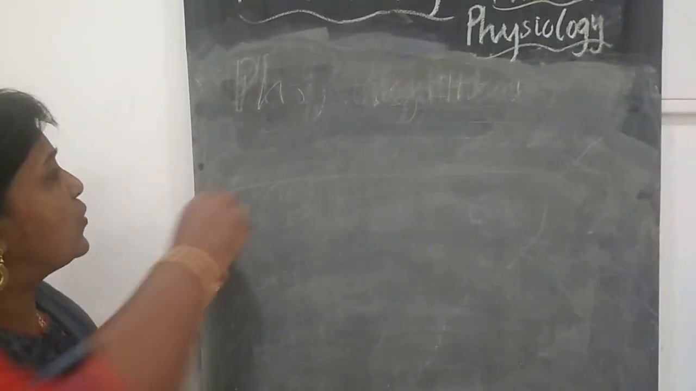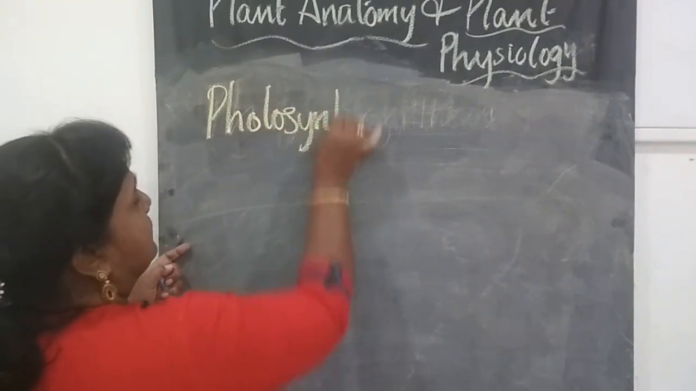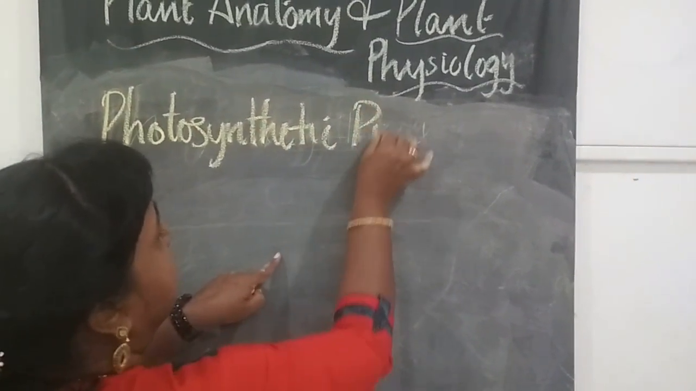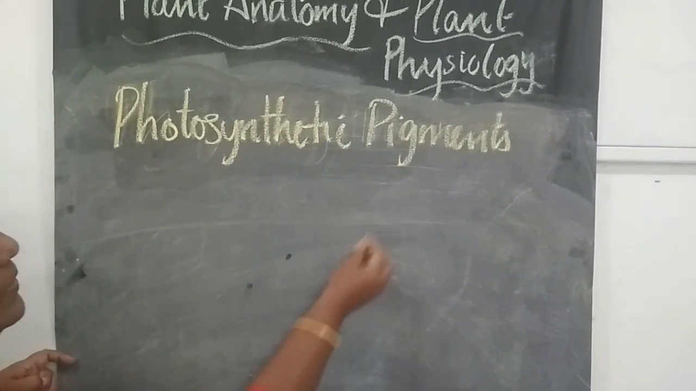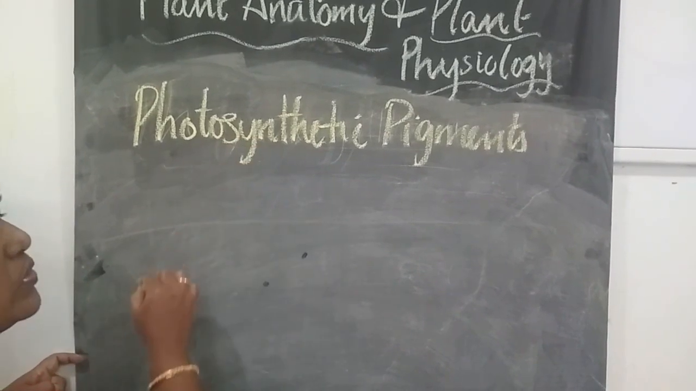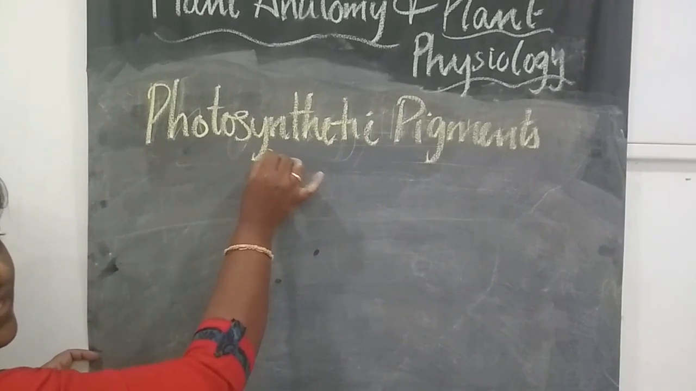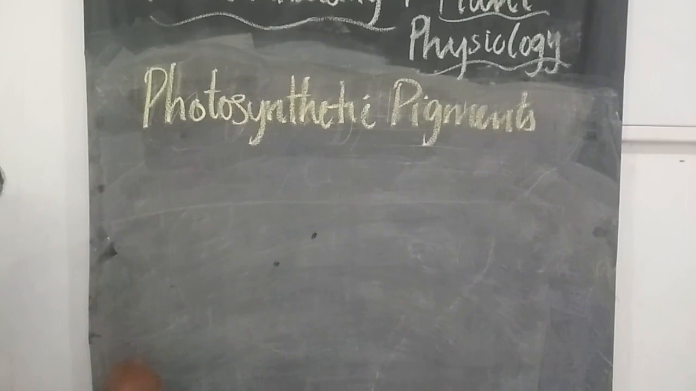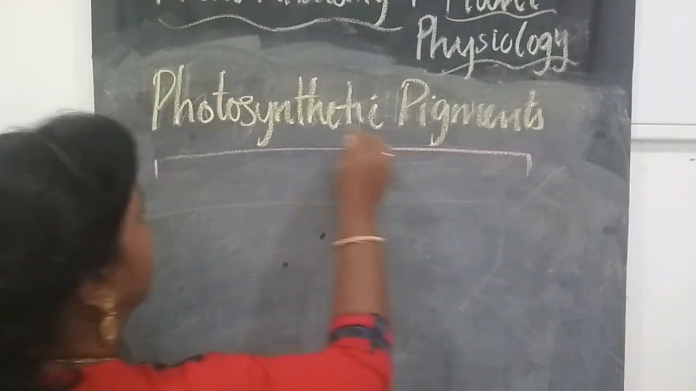The next is photosynthetic pigments. From the heading, we are coming to know that the pigments which are involved in photosynthesis are called photosynthetic pigments. This photosynthetic pigments are formed of two classes.